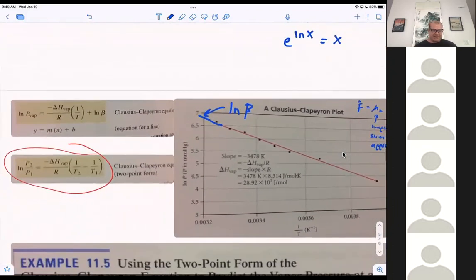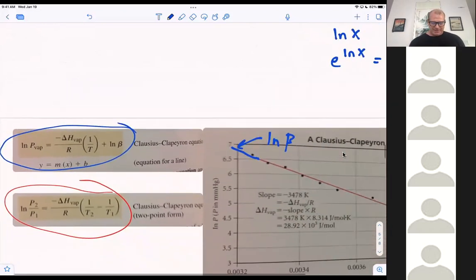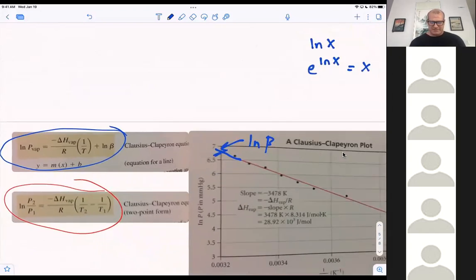This is the Clausius-Clapeyron equation right here. The natural log of the vapor pressure is equal to minus the heat of vaporization over the gas law constant, which is the slope of that line, plus the natural log of beta term. And the beta term is the y-intercept. So on this plot, that is where the natural log of beta is.